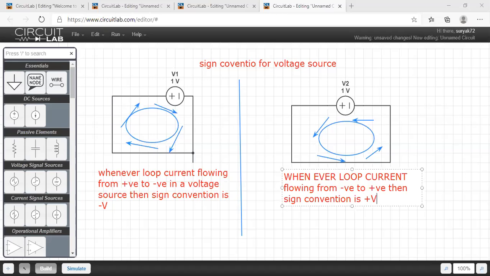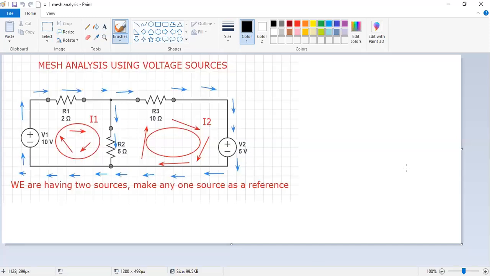If you learn these 4 formulas very well, mesh analysis will be very simple, and then theorems are very simple. So once again I will revise this. Whenever loop current is coming from plus to minus, it is minus V. Whenever loop current is coming from minus to plus, it is plus V. Now we go again for problem solving. We apply KVL using the 4 formulas and find the answer. Very simple.